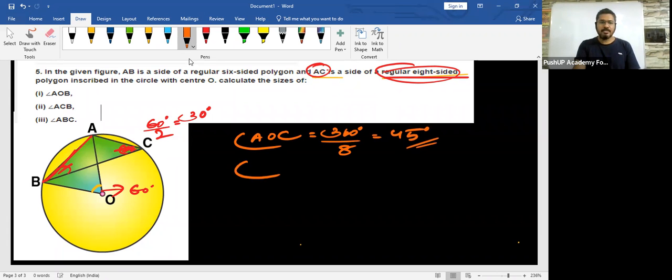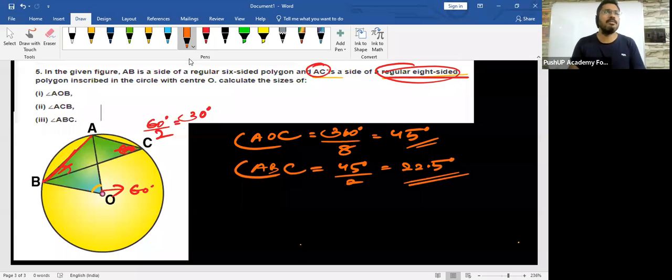But they are asking us to find what? Angle ABC. Isn't it? How much would angle ABC be? It's just half of 45 degrees. That is equal to 22.5 degrees. Got all the three.